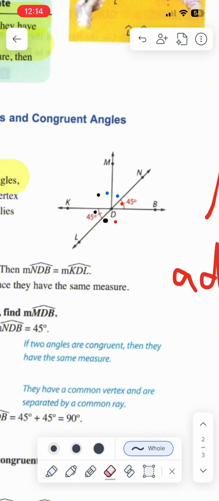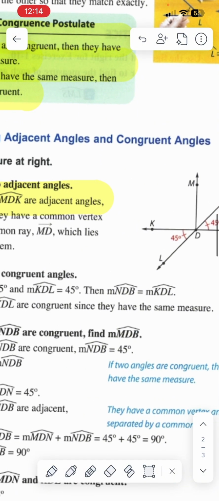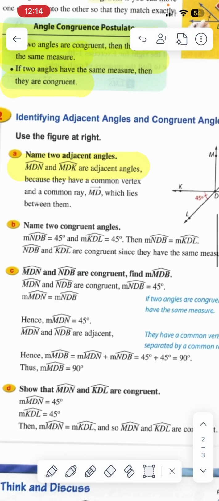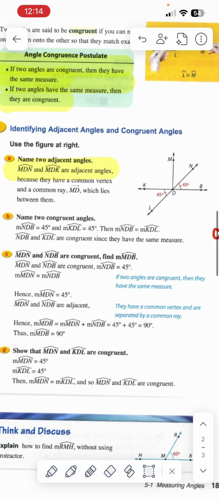Okay, now let's look at section B. Name two congruent angles. Congruent angles, what do we mean by? Two angles that have the same measurements, like KDL and NDB. They're both 45 degrees. So that means angle NDB and angle KDL are both 45 degrees. That's it. We just write it like that.